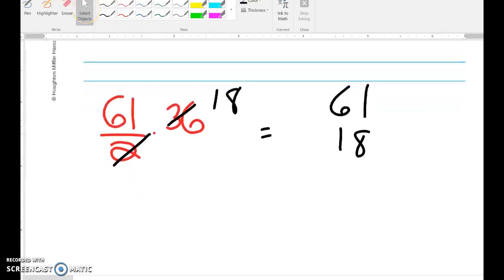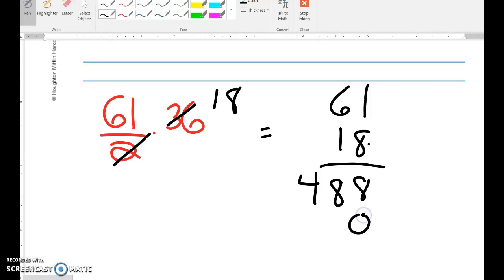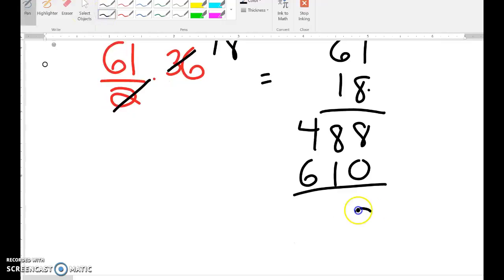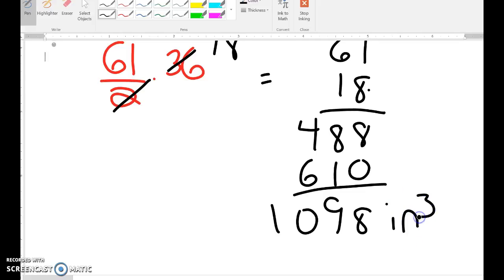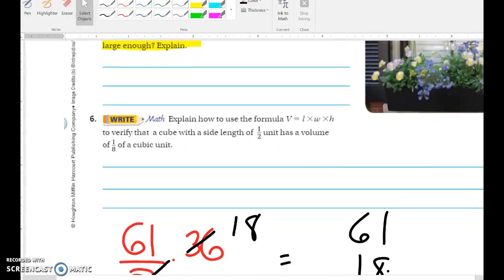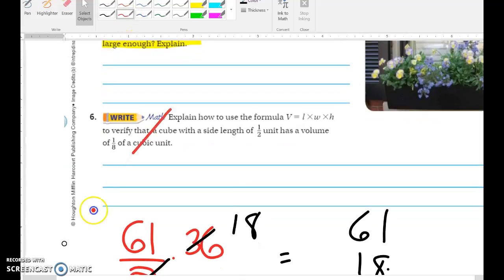And we can multiply. So 8 times 1 is 8. 8 times 60 is 480. And then we put a placeholder 0 because 10 times 1 is actually 10. And 10 times 60 is actually 600. And if you take a quick look at this number that we're getting here, 1098, is that enough space? No. 1098 cubic inches is fewer than 1,200 cubic inches. It won't work. Okay.